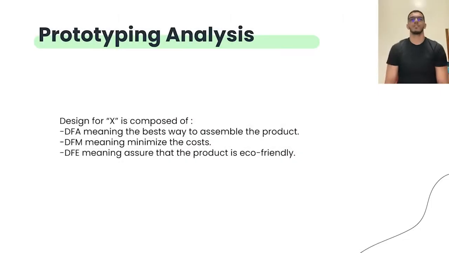Design for X is divided into three categories. DFA, design for assembly, meaning that we have to think about the best ways to assemble APD through assembling the parts in an easy way and using a low number of parts. DFM, design for manufacturing, meaning that we had to minimize the costs of APD through minimizing the time to market while keeping a high standard quality of the product. DFE, design for environment, meaning making sure that the device is eco-friendly.